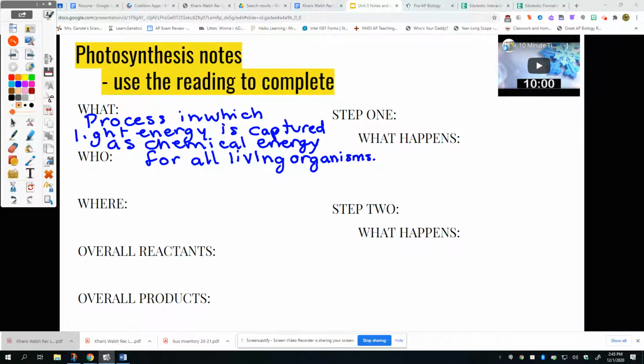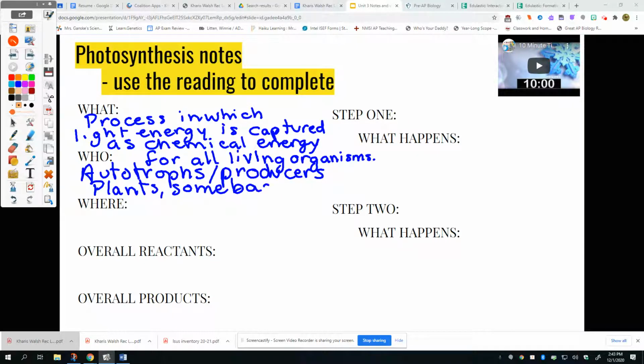What type of organisms do photosynthesis? Autotrophs, meaning they make their own food. We can also call them producers. So this would be plants, some bacteria, and some protists.